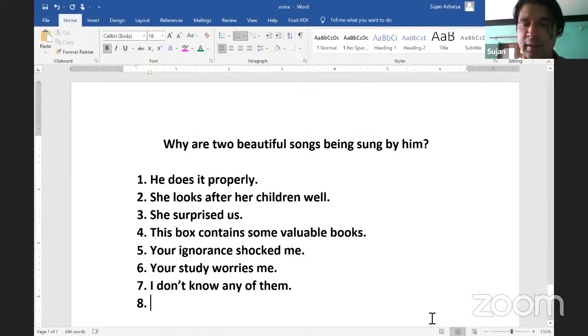Now, when revising your active passive voice lesson, please revise these questions. You don't have to revise all those rules. Object becomes subject, then P3 with be plus P3, and all these things.